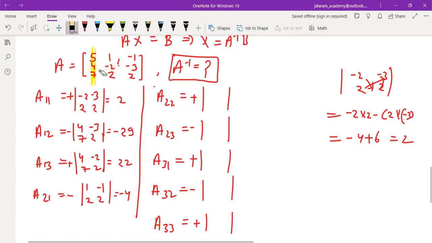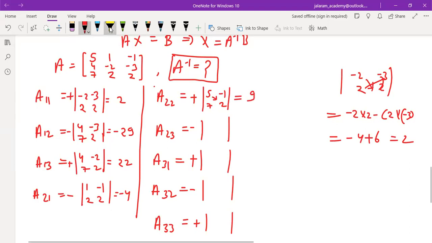The next is A22. So how to find A22? Means this is obtained by deleting second row with second column. So finally it gives 5, minus 1, 7, 2. So what will be the result? Think about the result. It will be 5 2s are 10 minus 7. So 2 plus 7, 9.